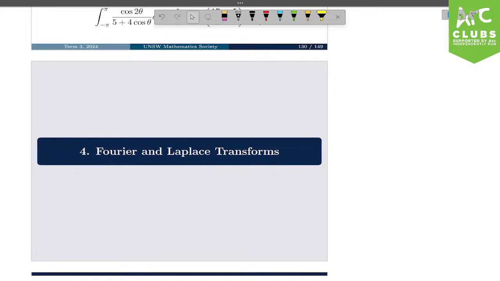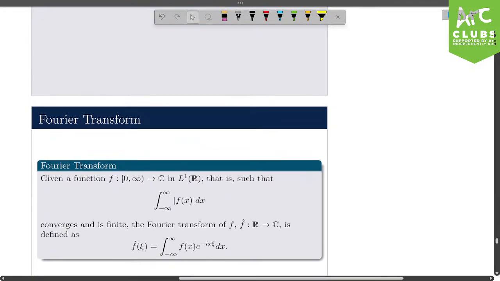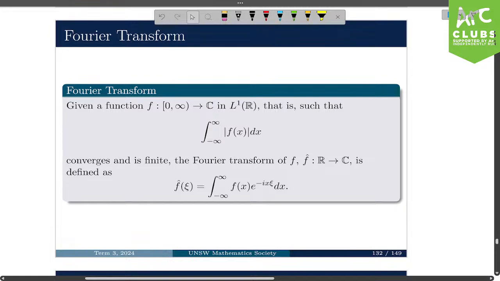Next up will be Fourier and Laplace transforms. Now, this stuff, I think, is being covered at the moment, but it's fine. We're going to be a bit ahead. This is also for revision for later on, when people are happy with it. But let's dive straight into it.